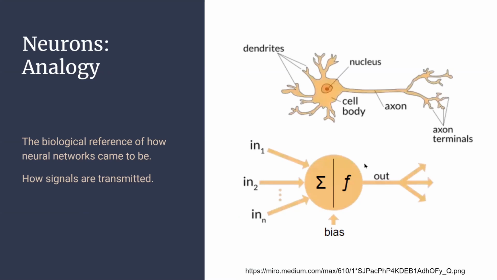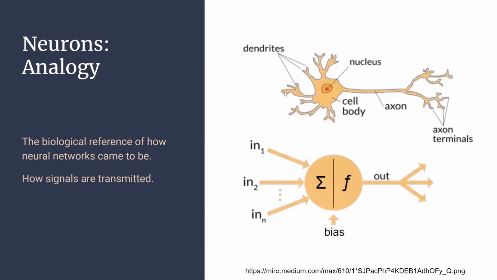Now we're going to look at the model itself. It all started with neurons. It's just a biological reference of how neural networks came to be. Scientists first started to understand how neurons work and how the brain's electrical signals are transmitted. And you find that you can actually apply it in machine learning as well.